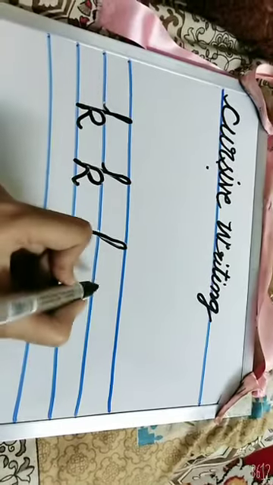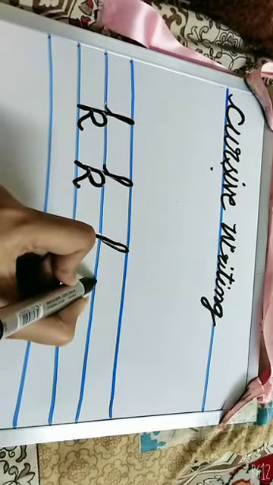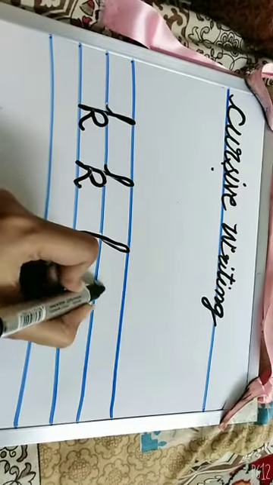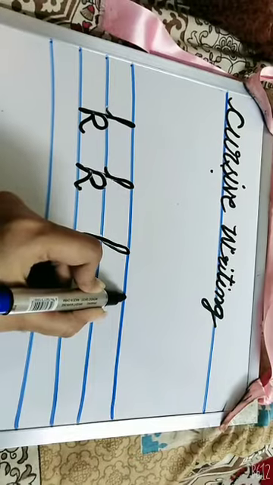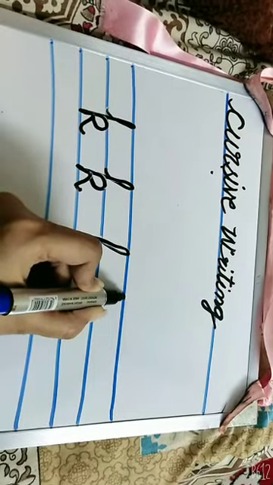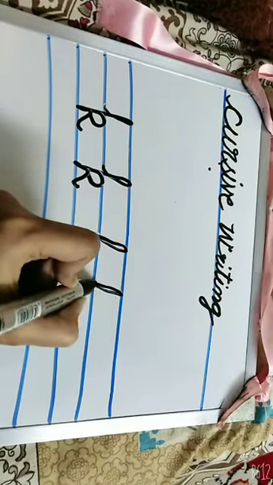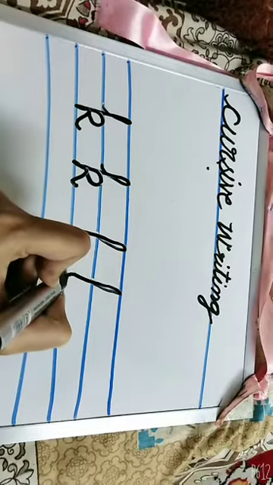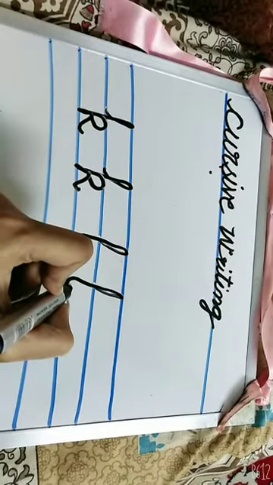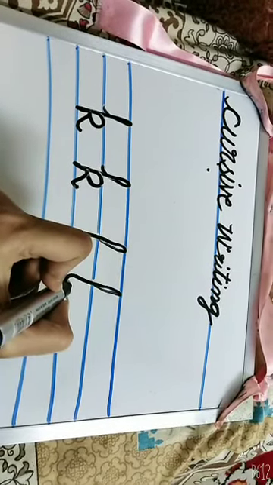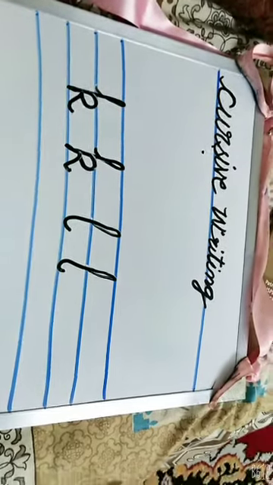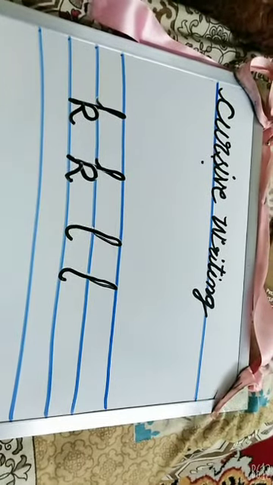Once again I'm writing here. Put your marker on second line. Start moving your marker upward diagonally, slide diagonally. Then start moving your marker downward straightly. After making loop, touch the third line and make curve here. Pick up your marker. This is lowercase character L.